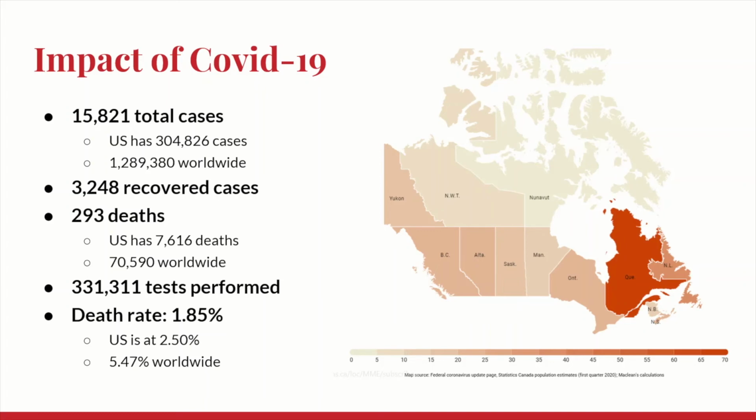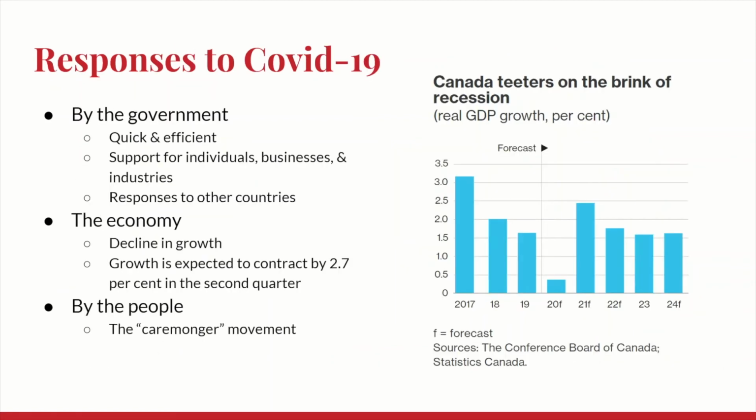Impact of COVID-19. Canada has 15,821 total cases, and they've experienced 3,248 recovered cases with 293 deaths. They've performed 331,311 tests, and the death rate is 1.85% in Canada, comparative to 5.47% worldwide. Responses to COVID-19. The government has responded quickly and efficiently, doing all they can to help their citizens. They are providing support to individuals, businesses, and industries in various ways to help them through the current crisis.